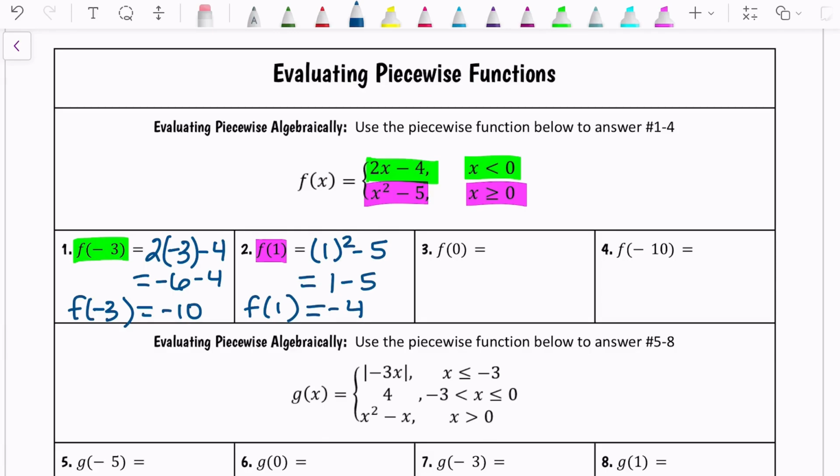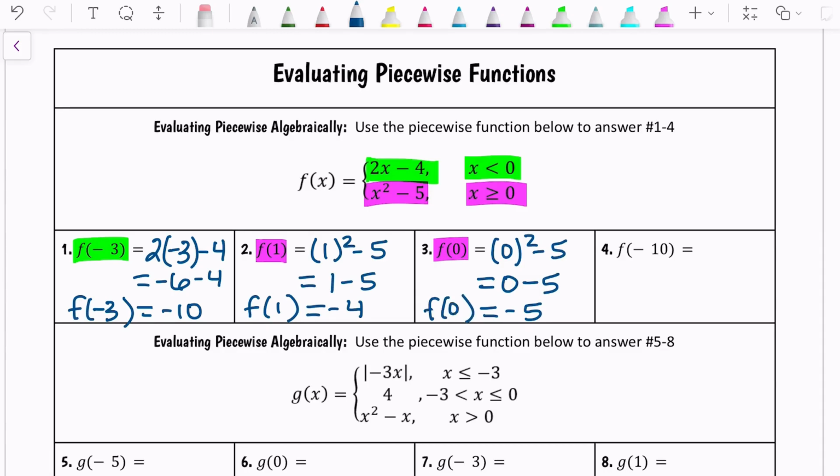All right, f of 0. So I'm again deciding less than 0 or greater than or equal to 0. And it's equal to 0, so I'm going to use the purple rule. Square 0, take away 5. 0 times itself is 0. Take away 5 is negative 5.